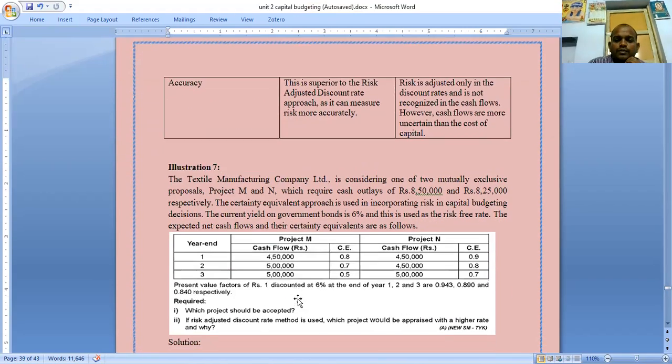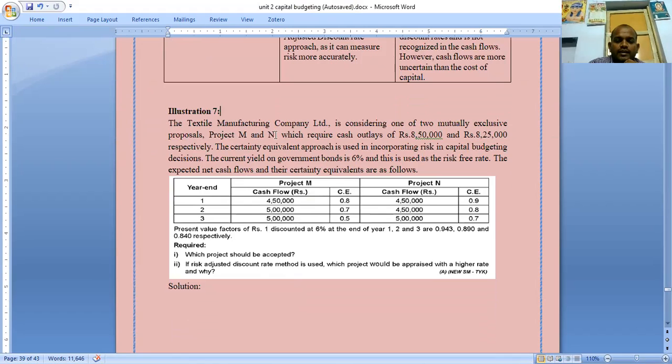So, let us go with the illustration. Textile Manufacturing Company Limited is considering one of two mutually exclusive proposals, Project M and N, which require cash outlays of 8,50,000 and 8,25,000 respectively. The certainty equivalent approach is used in incorporating the risk in the capital budgeting decision. The current yield on government bonds is 6% and this is used as the risk-free rate.